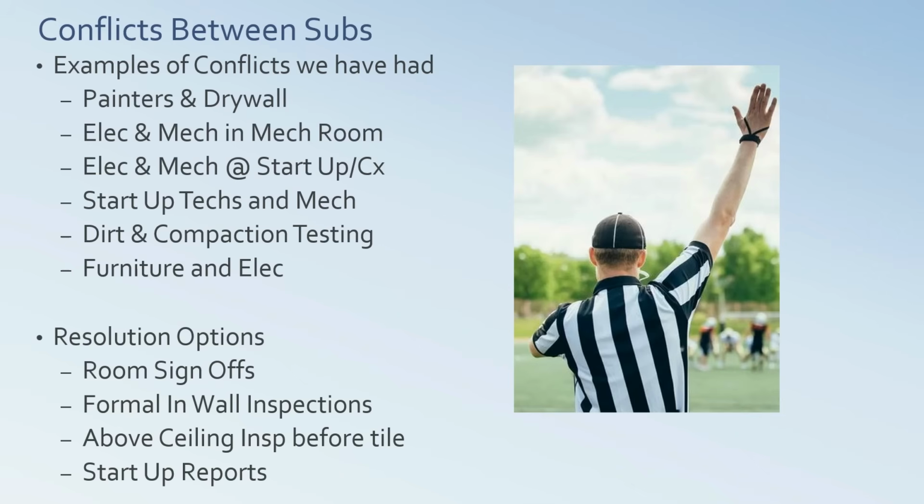And then furniture and electric or comm guys. They don't talk to each other, and then the furniture package comes, and the outlets aren't where they need to be to hook the furniture up, and it's rework, disaster. So these are typical conflicts we have between subs. We could talk probably hours on each one.